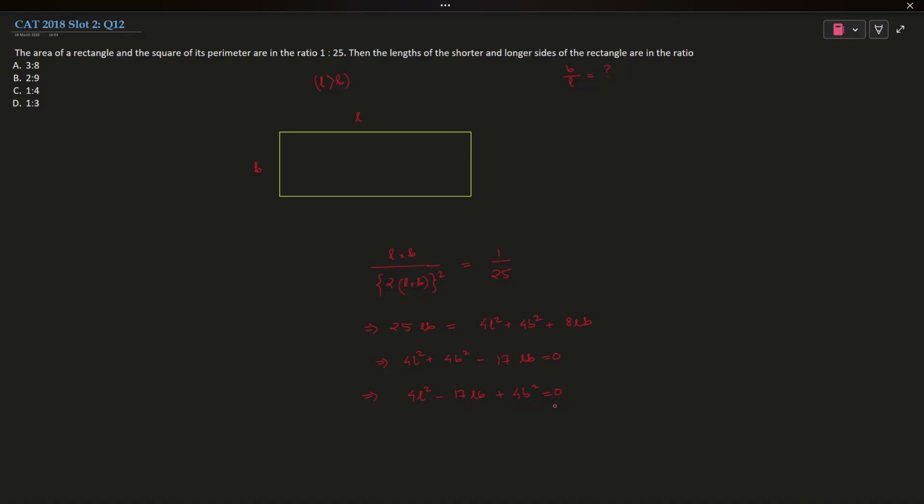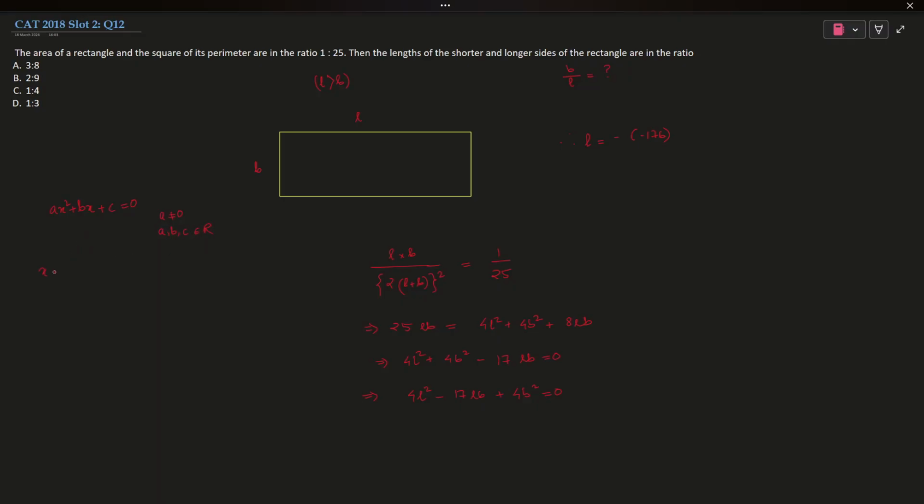This is a quadratic equation in L, or you can also say that it is a quadratic equation in B. Let us assume that this is a quadratic equation in L. So what will be L? Therefore L is equal to minus of the coefficient of L, so minus of minus 17b. Basically ax square plus bx plus c is equal to 0 is the general form of a quadratic equation where a is not equal to 0, and a, b, c belong to real numbers.